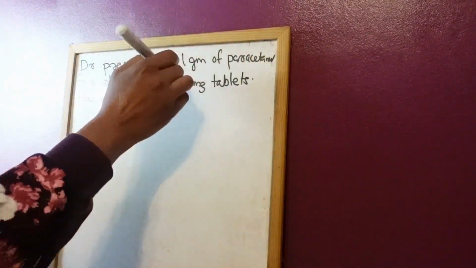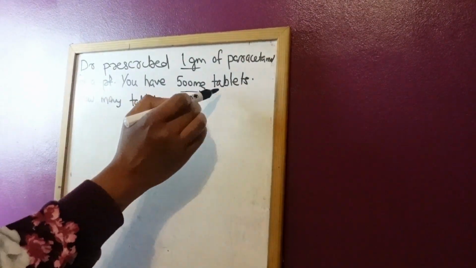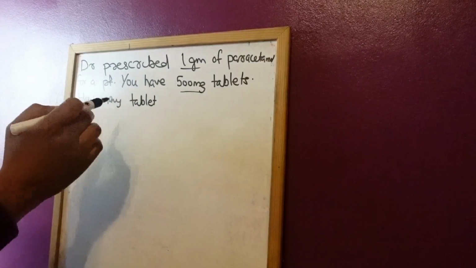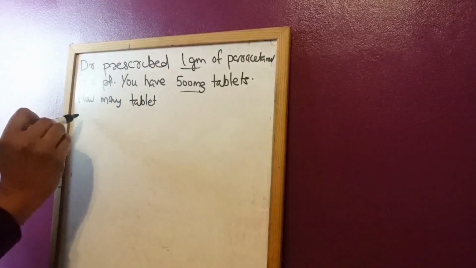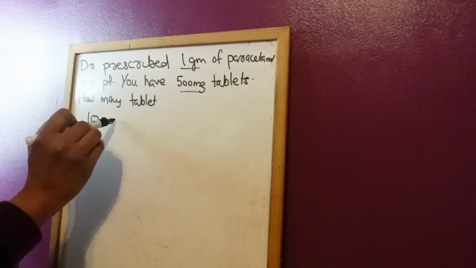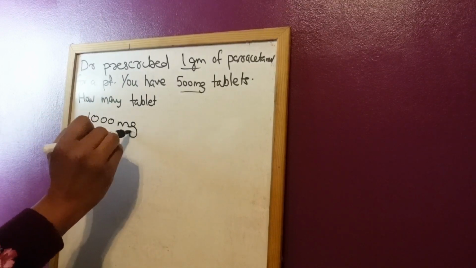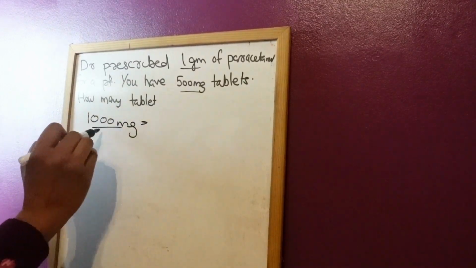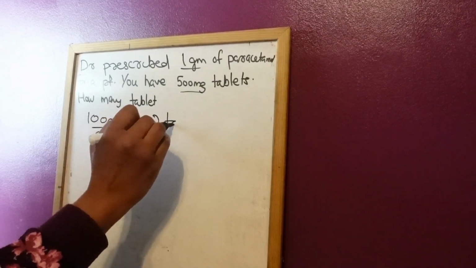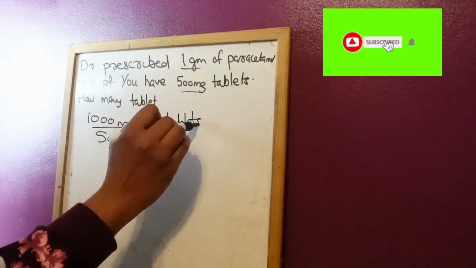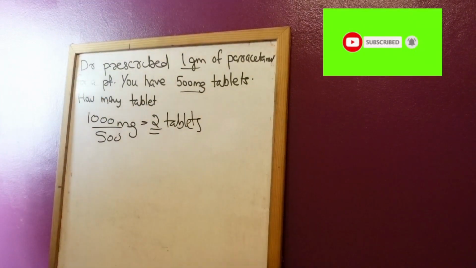Doctor prescribed 1 gram of paracetamol and you have 500 milligram tablets. How many tablets do you give? So what you do, 1 gram means 1000 milligram. So 1000 milligram divided by 500 is equal to 2. So 2 tablets you will give. So this is another type of question that always comes for the exam.